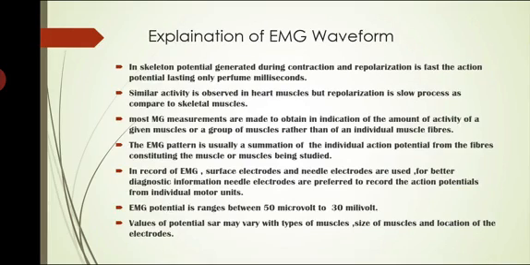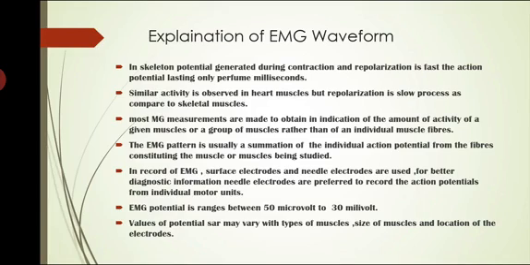This one is a typical EMG potential waveform. In skeletal muscle, the potential generated during contraction and repolarization is very fast, the action potential lasting only milliseconds. Similar activity is observed in the heart muscles, but repolarization is a very slow process compared to skeletal muscles. Most EMG measurements are made to obtain an indication of the amount of activity of a given muscle or group of muscles rather than of individual muscle fibers.